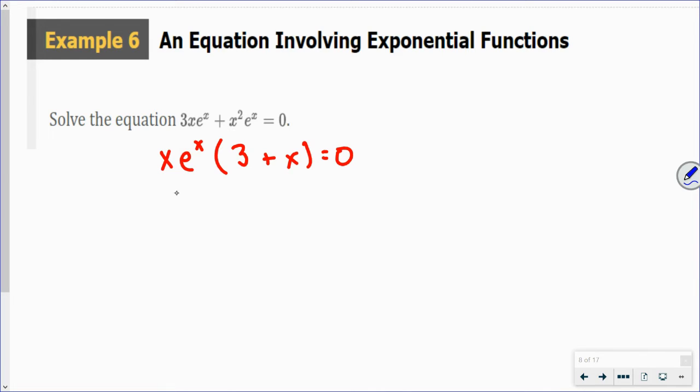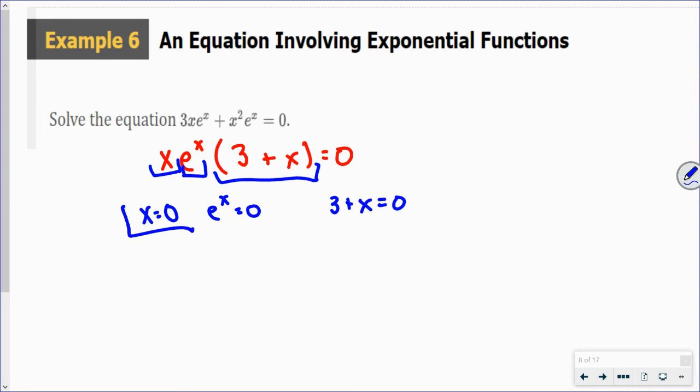Now here I actually have 3 factors. Here's a factor, here's a factor, and here's a factor. And we're set equal to 0. So I'm going to say x equals 0, e to the x equals 0, and 3 plus x equals 0. And we'll solve each one of these.